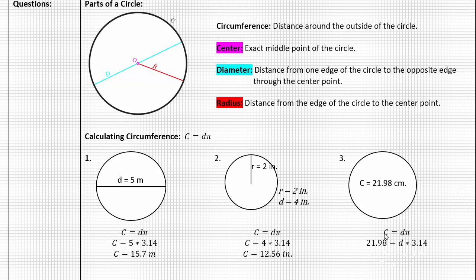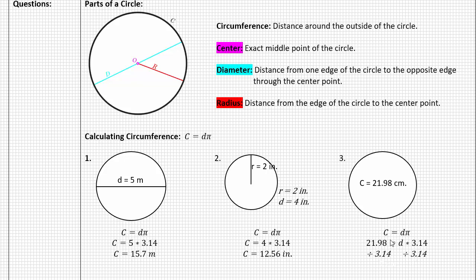We plugged in over here below C that we know the circumference is 21 and 9800ths. We set that equal to the diameter, which we left as D because we're solving for that, times the approximation for pi, 3.14. So using our equation solving skills, what do we have to do to get this variable D by itself?